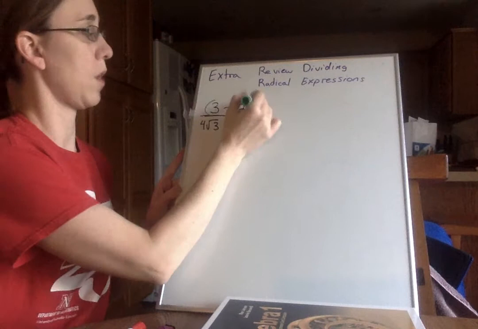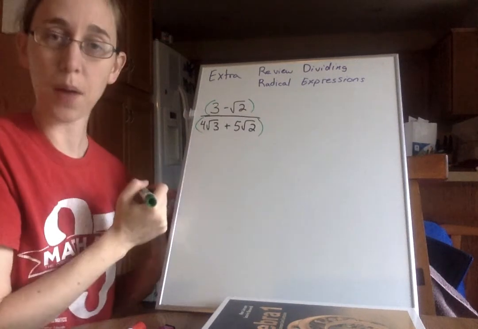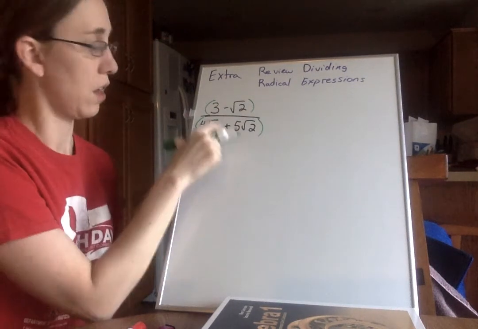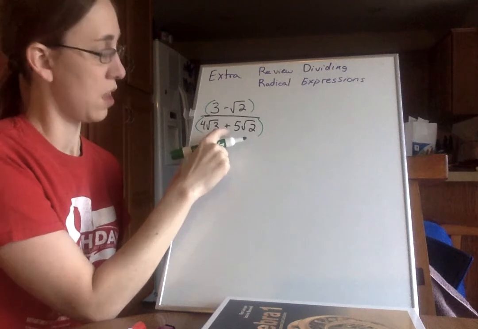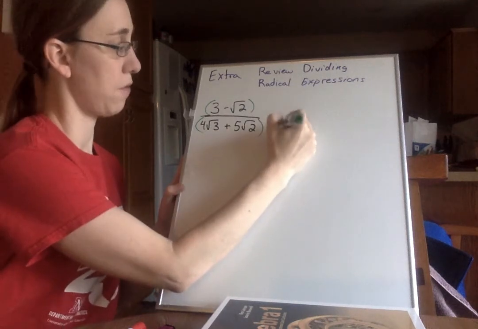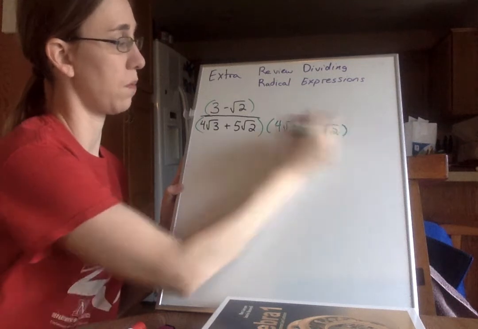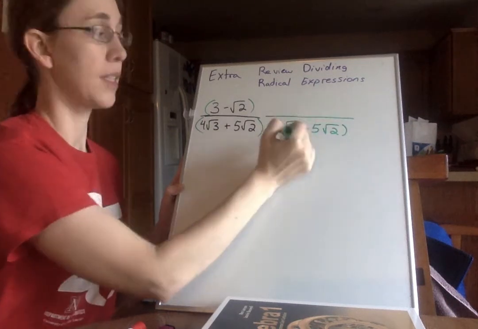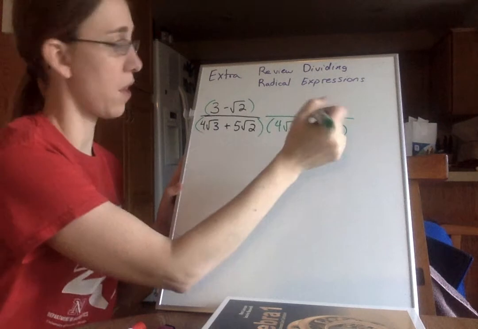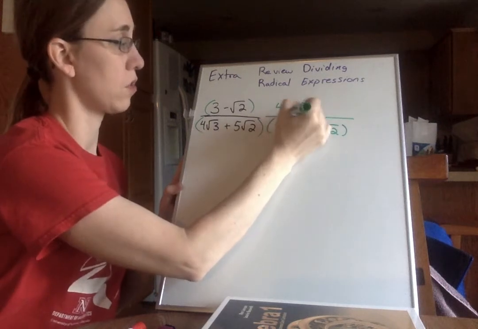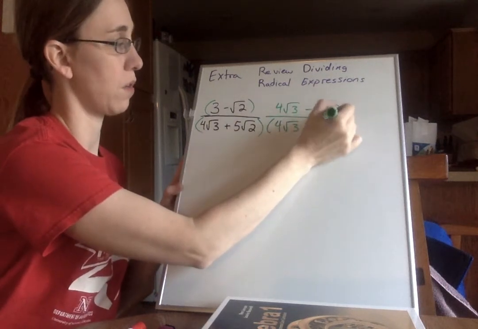First step, put in those parentheses so you don't forget about them. Now we need the conjugate. Conjugate of the bottom only. Change that middle sign: 4 square root 3 minus 5 square root 2. On the top, same thing. You can put the fraction bar there or not. 4 square root 3 minus 5 square root 2.